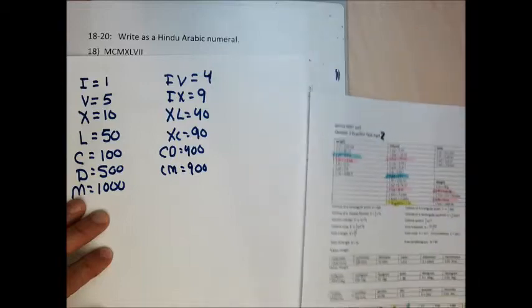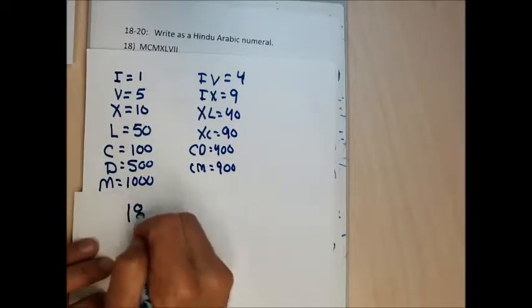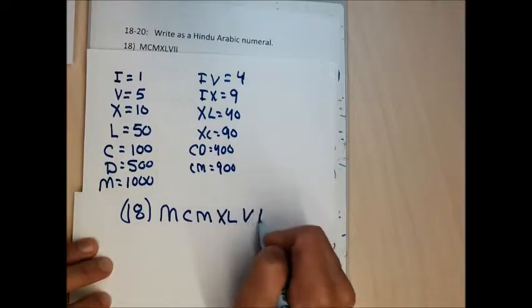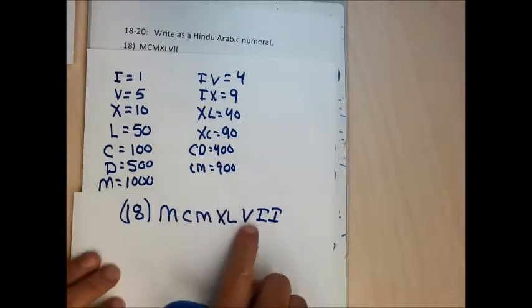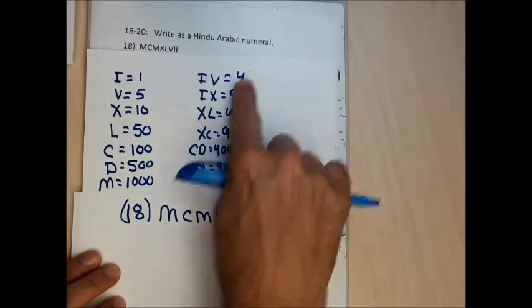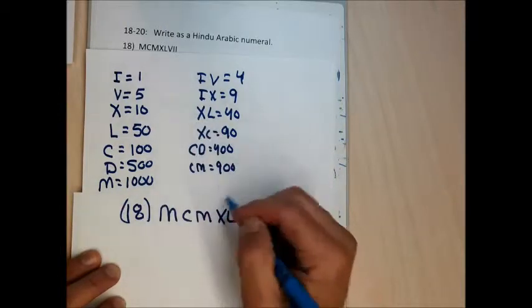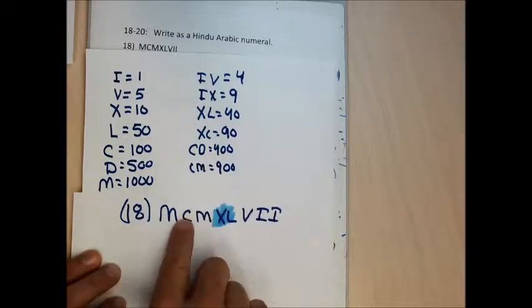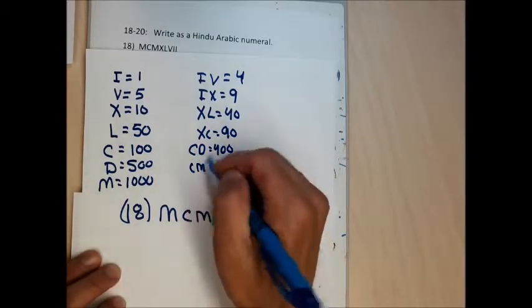So when I go to write down this number, MCMXLVII, I look at this column first. First I see, is there an I preceding a V? That's a VI, not an IV. I don't have one of those. Is there an I before an X? Well, there's the only X. There's no I before it. Is there an X before an L? Yes. So I need to keep those together. Is there an X before a C? That C is the only C. There's no X before it. Is there a C before a D? No, there's no D. Is there a C before an M? Yes.